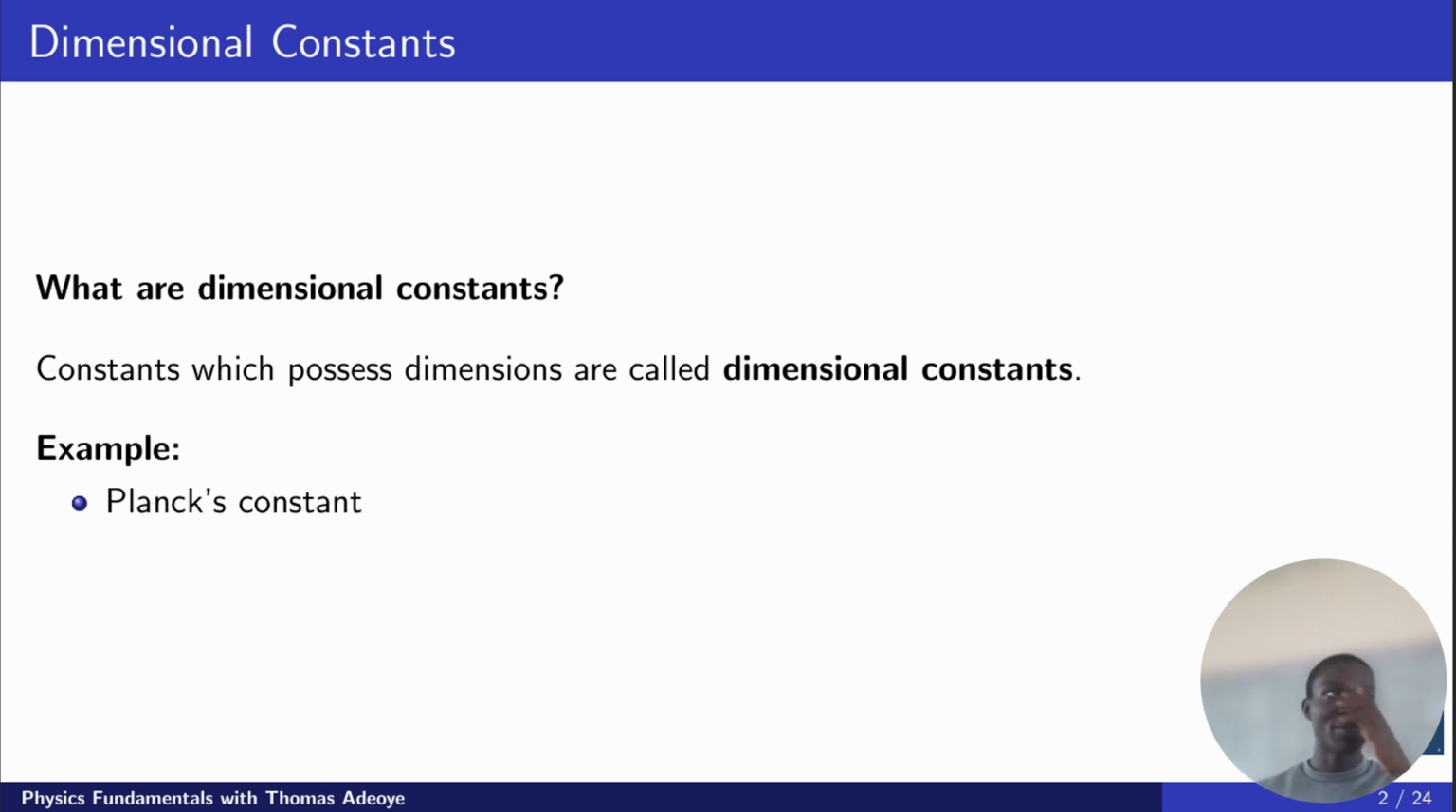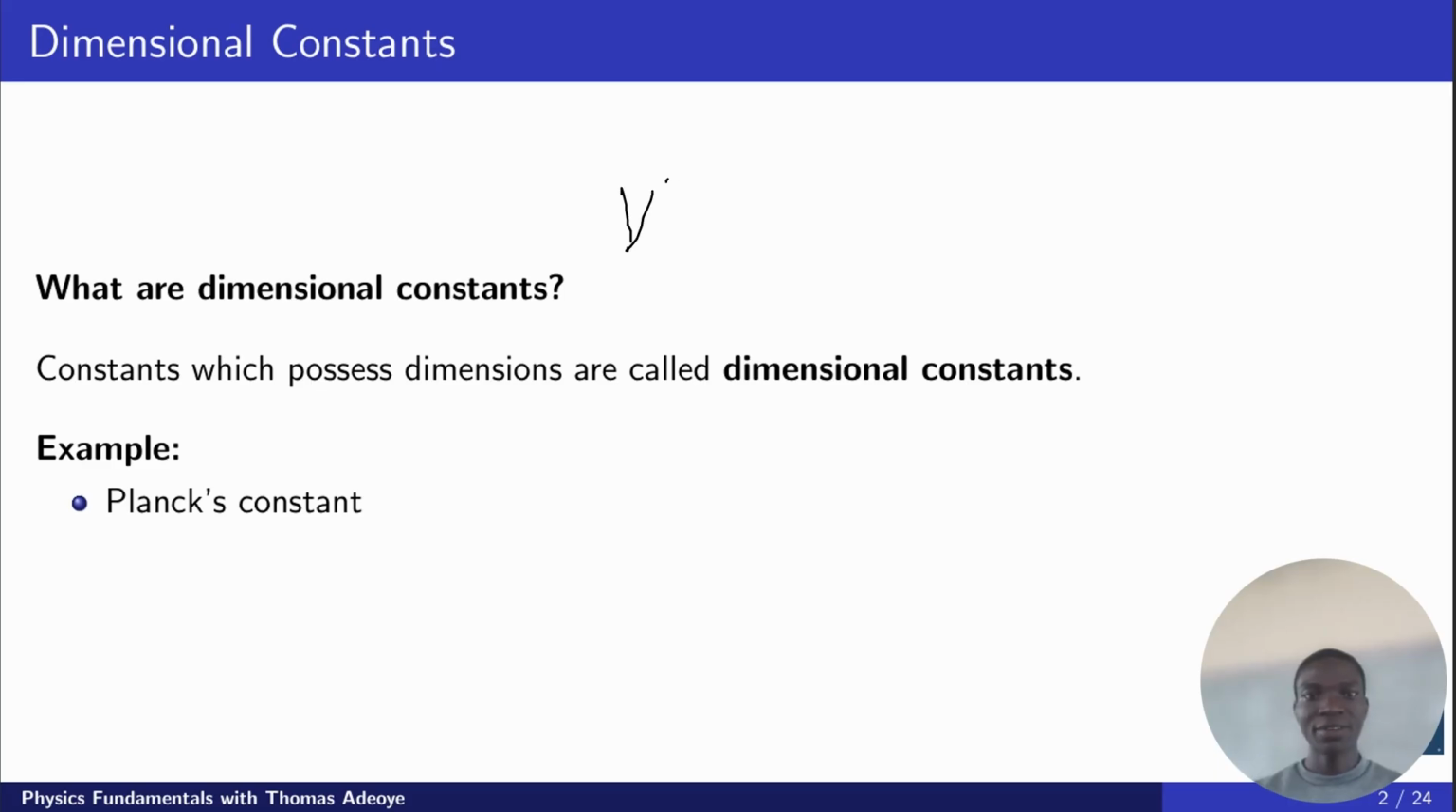An example of a constant with no dimension is a pure number. Pure numbers like 1, 2, 18, minus 5. These constants do not have dimensions. So if someone asks you what is the dimension of 2, 2 is a dimensionless quantity. 2 is dimensionless.